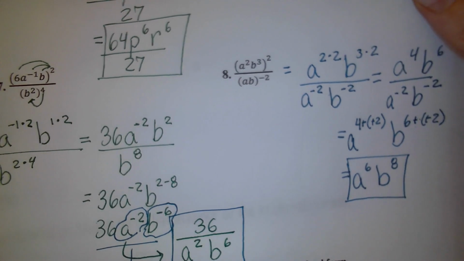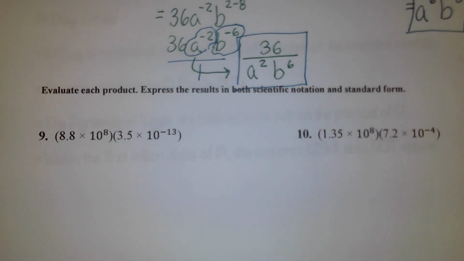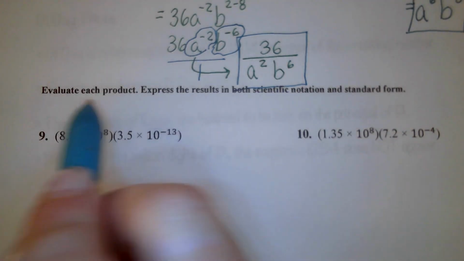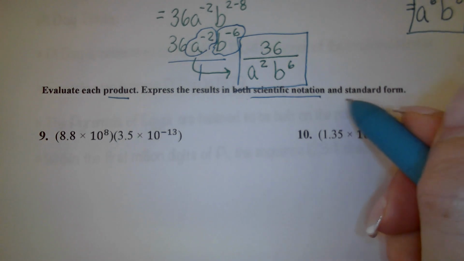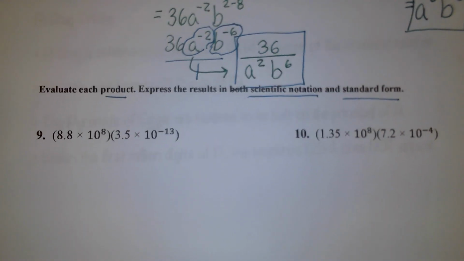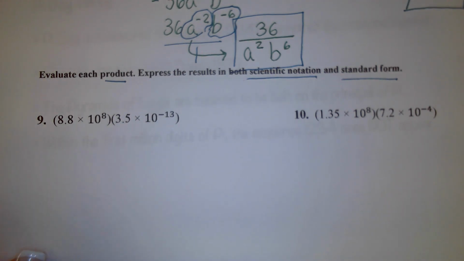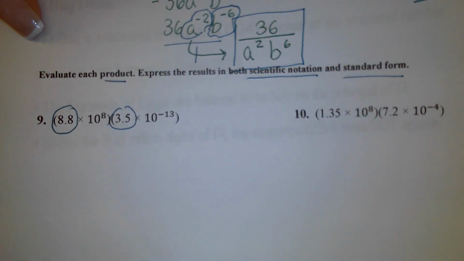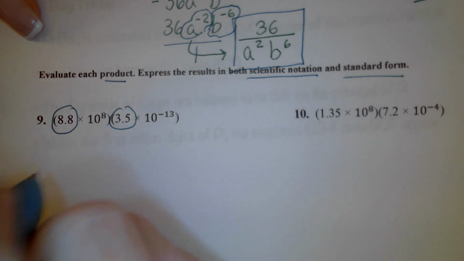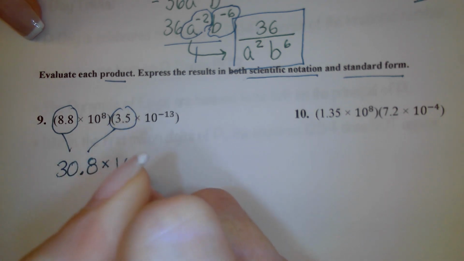Moving on, next up we have some scientific notation. Now we've learned how to rewrite scientific notation. When we have these problems, always read your directions carefully because here we want to evaluate the product and express our results in both scientific notation and standard form. So when we have multiplication of scientific notation, we're going to start with the numbers in the front. So I'm just going to multiply 8.8 times 3.5. We'll start there, and we get 30.8 times 10.